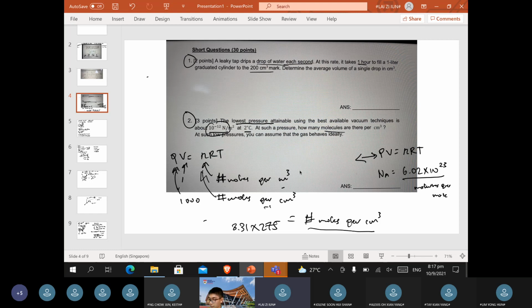Okay, yeah, so let's run through the question. It says a leaky tap drips a drop of water every second, and at this rate, so 1 drop of water every second, it takes 1 hour to fill 200 cm cube. Then it asks you to determine the average volume of the drop. So we know that in 1 hour, how many seconds do we have? We have 60 minutes, and each minute has 60 seconds, right? So 3600 seconds per hour, which means that there's 3600 drops after 1 hour. So 3600 drops gives us 200 cm cube. Then of course we can find the volume of each drop. Divide both sides by 3600.